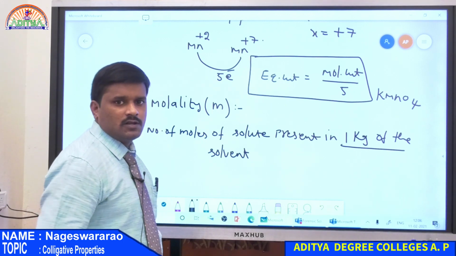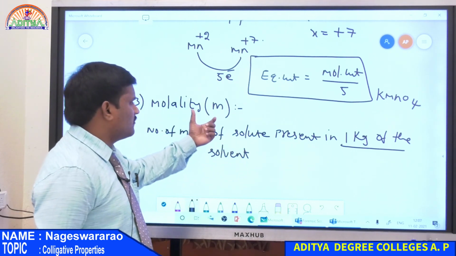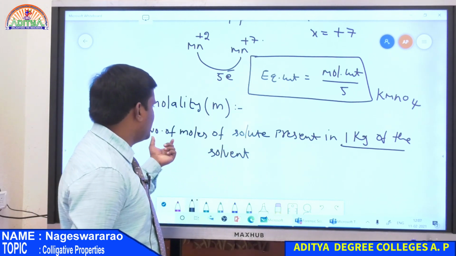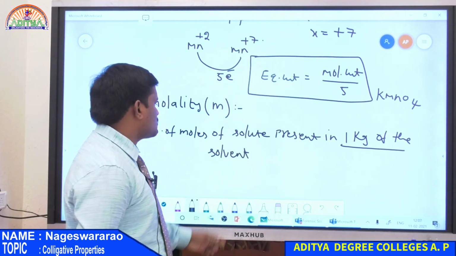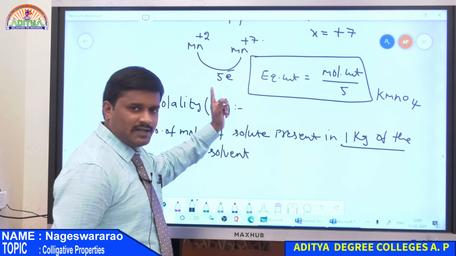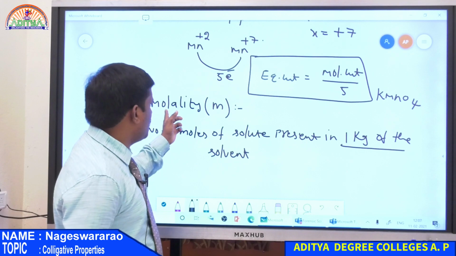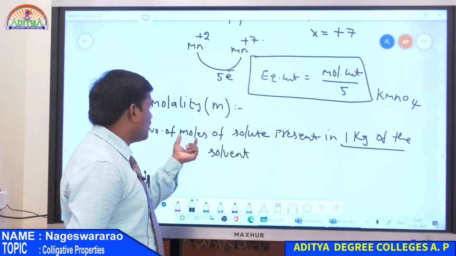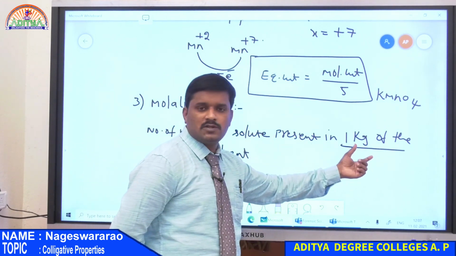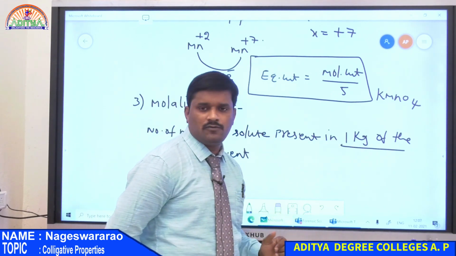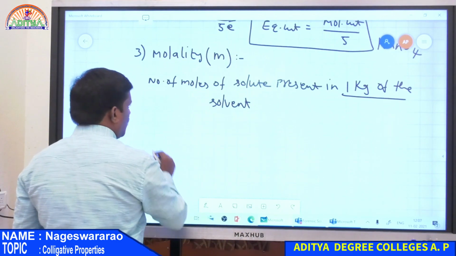So molality is defined as the number of moles of solute present in 1 kg of the solvent. In the case of molarity, we consider the volume of the solution, whereas in the case of molality, how many moles of solute are present in the weight of the solvent, that is 1 kg of the solvent, then it is known as molality, denoted by small m.